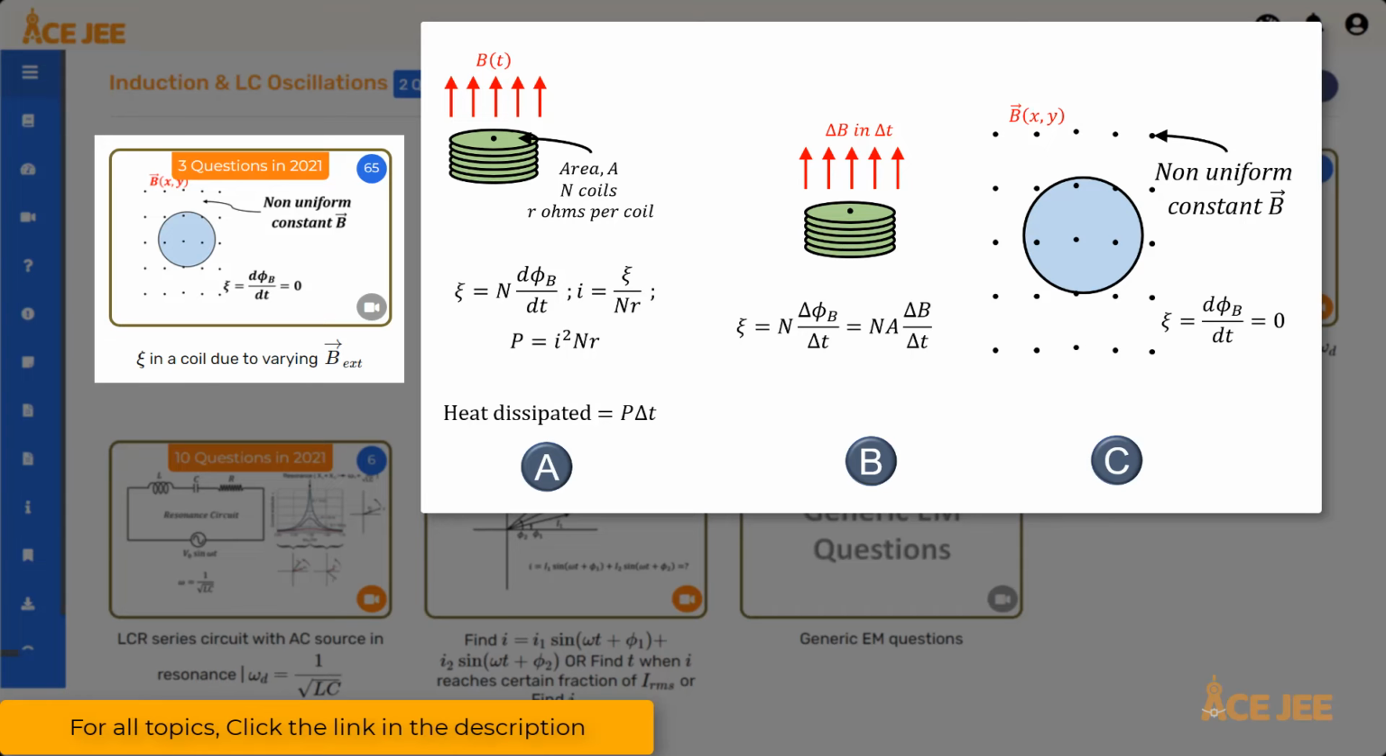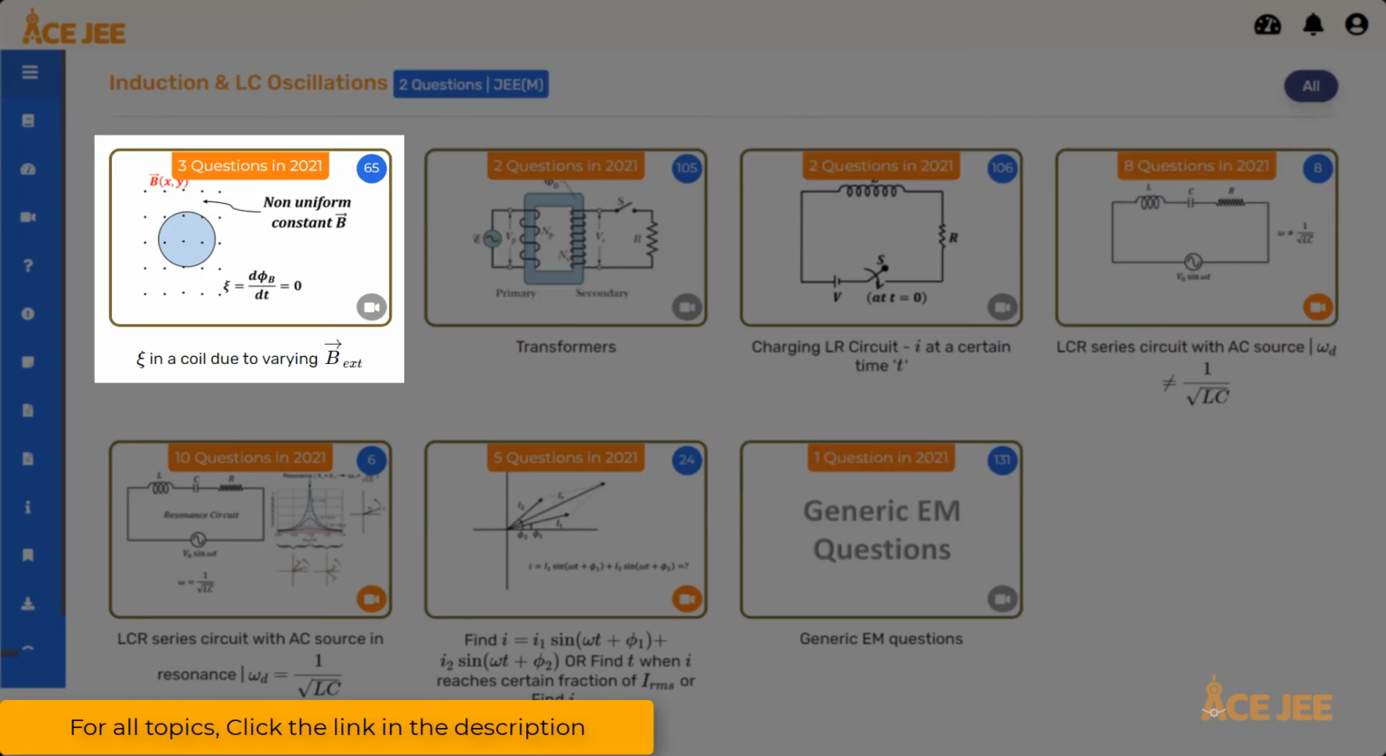Recall that induced EMF is given by minus d by dt of magnetic flux phi B, minus sign representing the fact that the induced EMF opposes the change in the external magnetic field. So once again, induced EMF equals minus d phi by dt, where phi B is defined simply as integral of B dA. Read through the notes and see the different variations and solve a few questions to get the needed comfort level.